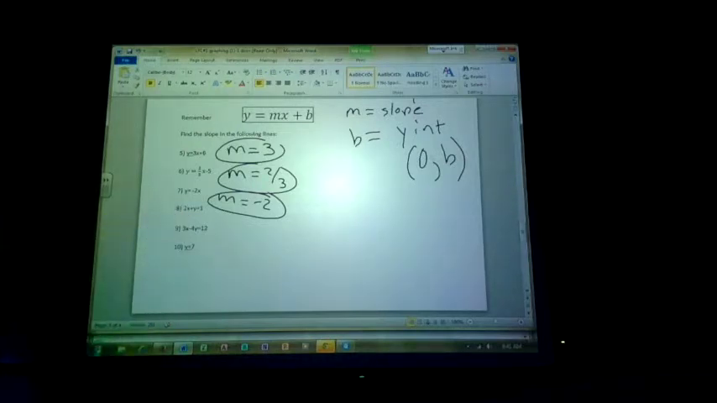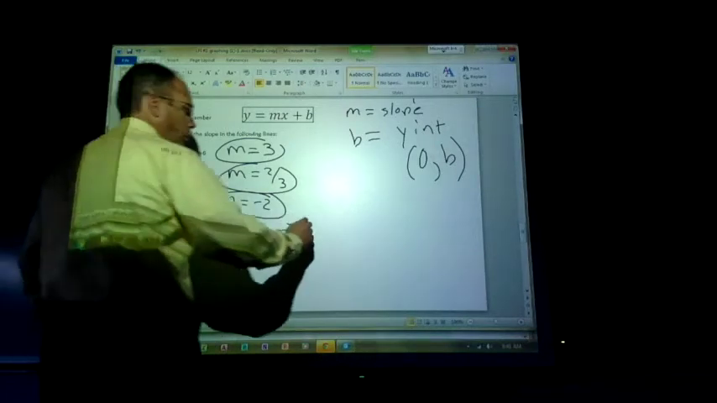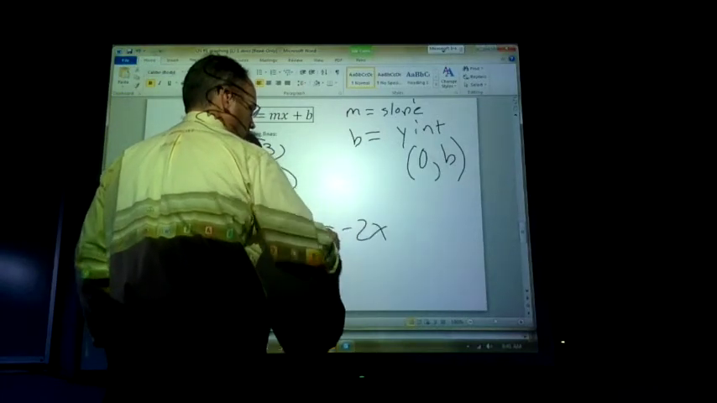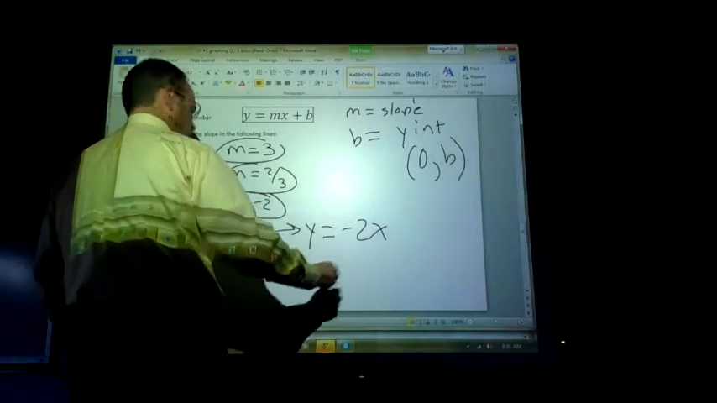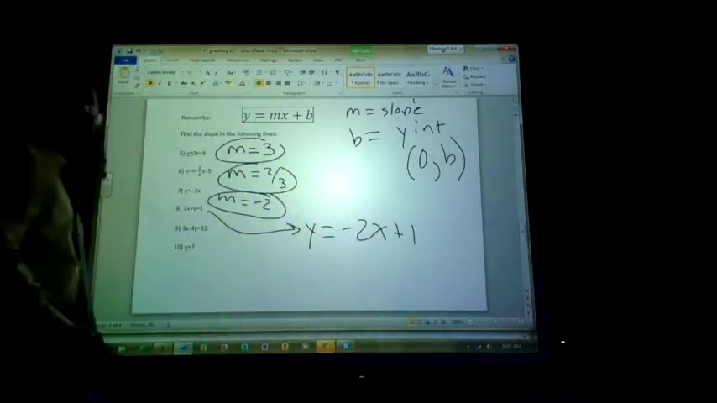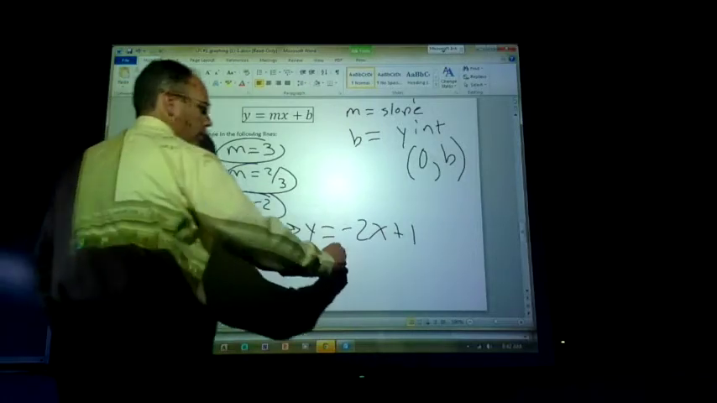What about this one? It's not solved for y. So what do you think I should do to it? If I haven't solved for y up there, can I solve 2x plus y equals 1 for y? What would I have to do on this one? There you go, subtract the 2x. So y equals negative 2x plus 1. So what's the slope of this one? Negative 2.